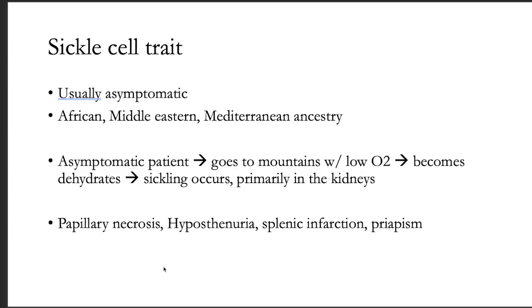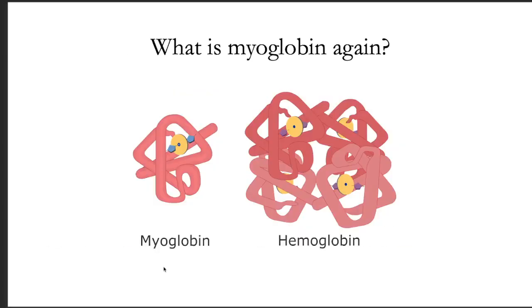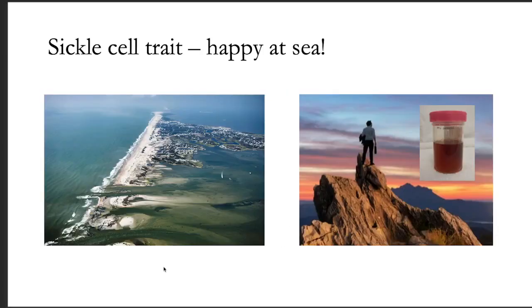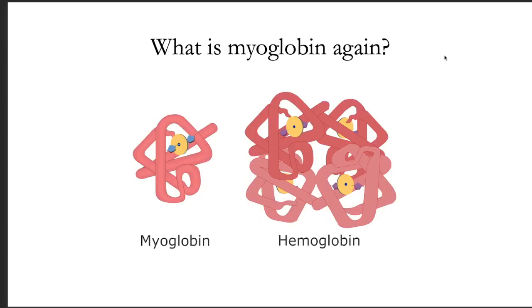So you can see why this is a USMLE favorite, because you have the same scenario, but you can test 3 to 5 organ systems. So basically what I'm trying to say is that you have someone who at sea level is pretty happy. They go somewhere with very low O2, and suddenly they have red urine. Sickle cell trait is something to think about.